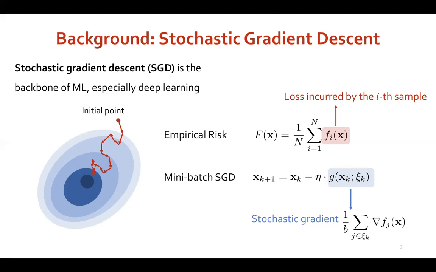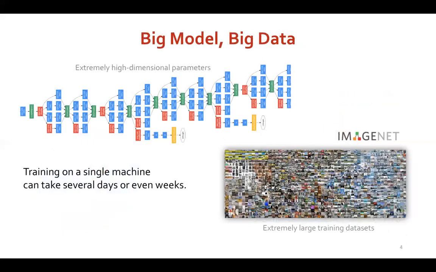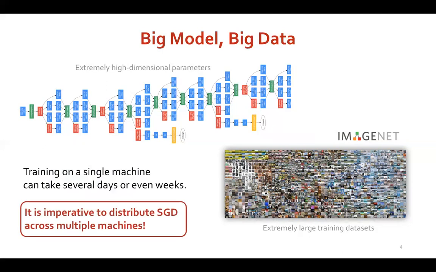Since SGD is an inherently sequential algorithm, if we just apply it naively to the enormous training datasets and the large models that we have today, training on a single machine can take several days or even weeks. Because of this, it is imperative to distribute SGD across multiple machines so that it can finish training a model in a reasonable amount of time.